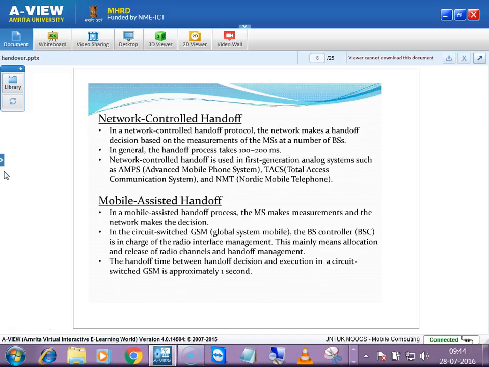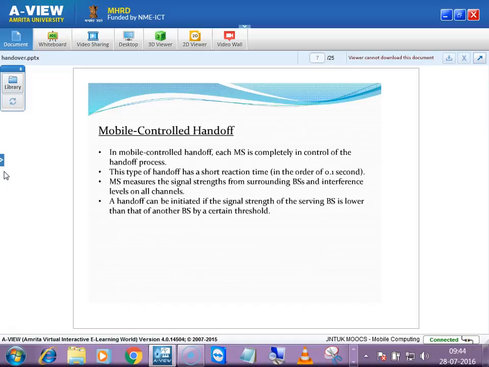The time between handoff decision and execution in a circuit switch is approximately 1 second, whereas in the previous one I think it is 100 to 200 milliseconds, right? In circuit switch, it is 1 second. GSM is circuit switched, but GPRS is packet switched. I hope you remember, GSM is 2G, and from 2.5G, GPRS, packet switching has started.